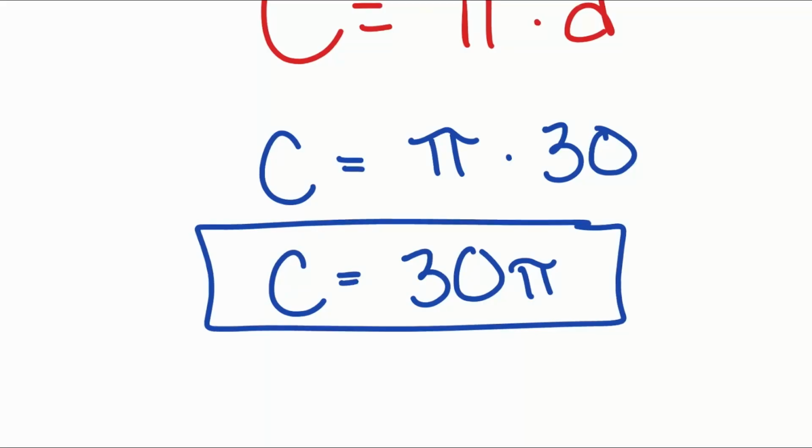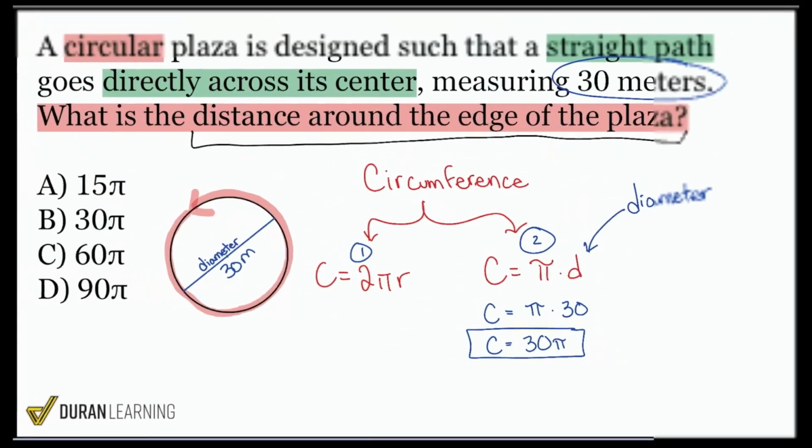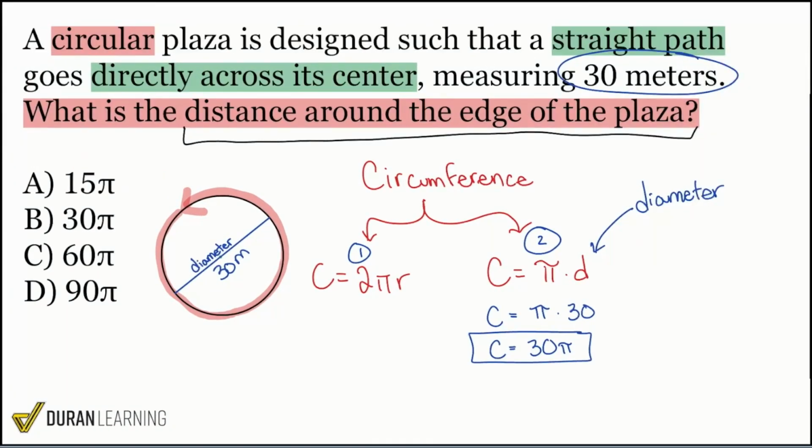And my friends, we are done with this specific problem. The answer here is B, 30 pi. So notice how this is less about your ability of calculating, with pi, without pi, all that stuff. It is more about understanding the words that are given to you and translating the English into math.